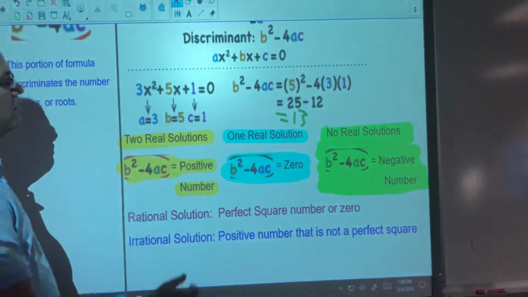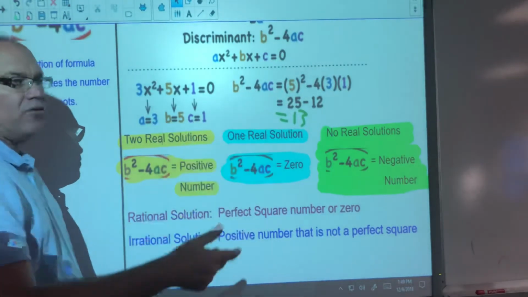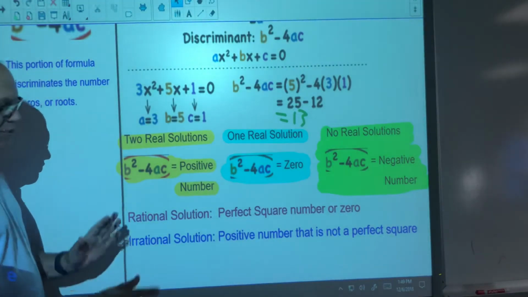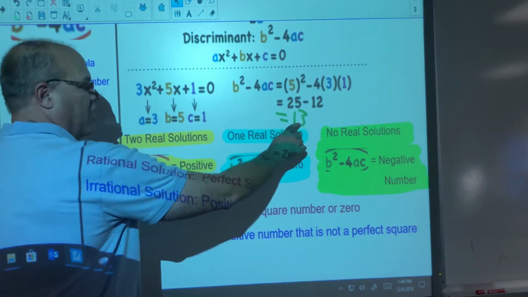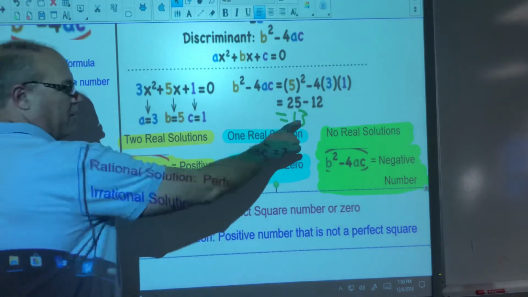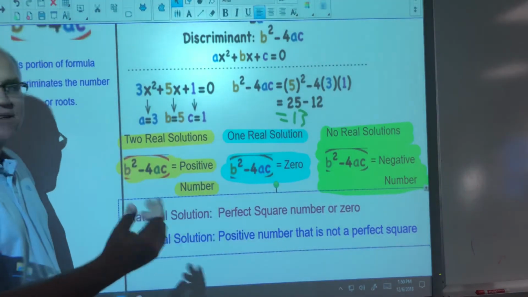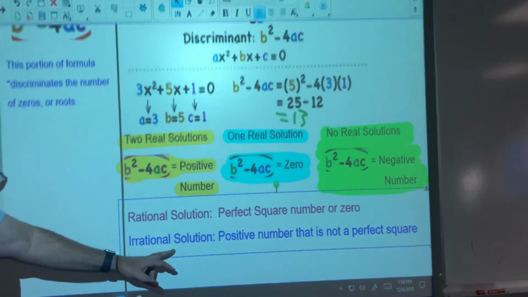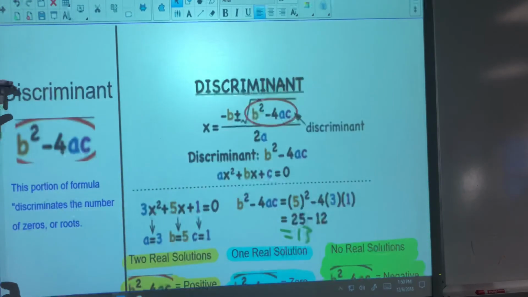So if you have a perfect square, it's going to come out to be a whole number that you can write as a fraction. We'll address this more. For now, all I want you to know is if this number is 0 or a perfect square, we're going to say it's a rational solution. If this number is just 2, 3, 5, 6, 7, 8, 10, and so on, then it's going to be an irrational solution. And that's it for this section and for this topic.